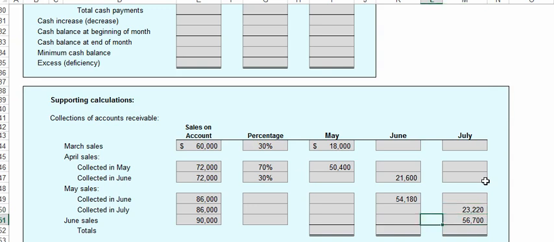Then when we make sales on account in the month of June, 90,000. So we got 90,000 minus 9,000. That's total sales for June minus June's cash sales times 70%, the amount of sales made on account in June that will be collected in July. And that gets us to 56,700. Now we just want to total each month.